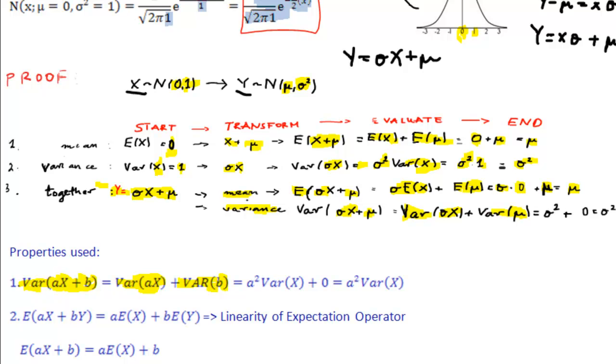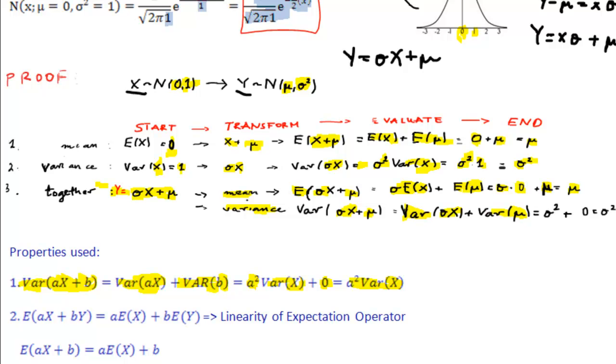You can say variance of ax plus variance of b. Now, to pull a constant outside in front of the var term, you have to square it. That's what the property is saying. And the variance of b, the variance of a constant, is always 0. Therefore, it reduces to a squared times the variance of x.